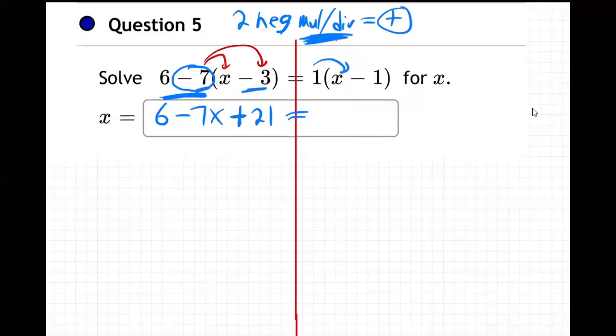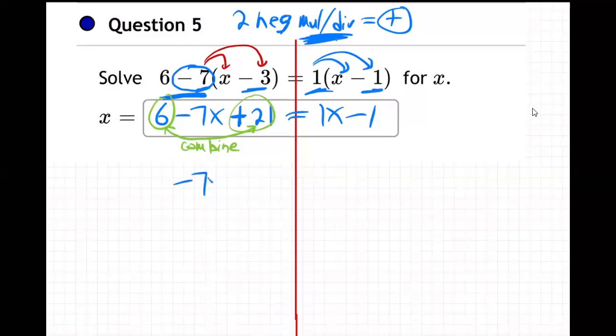Here, 1x and 1 times -1 is negative. You get there? Okay, and now these guys are going to combine because they're just plain numbers. You might be a little confused because they're not next to each other, but it doesn't matter. Numbers combine with numbers even when they're not next to each other. So that's going to be -7x plus 27. They'll make 27. 6 and 21 is 27. This is x minus 1.